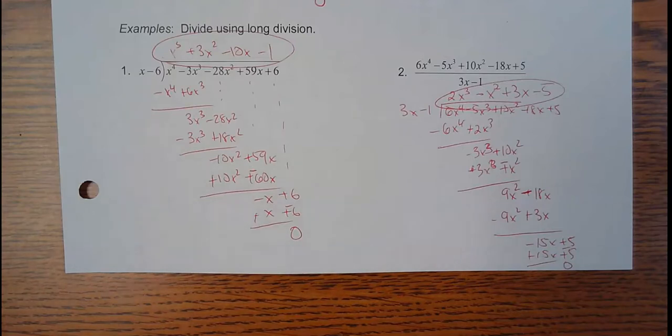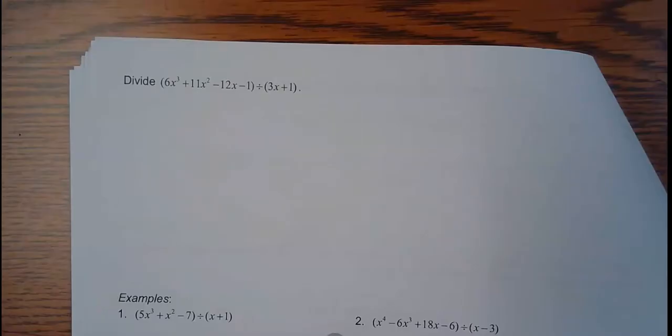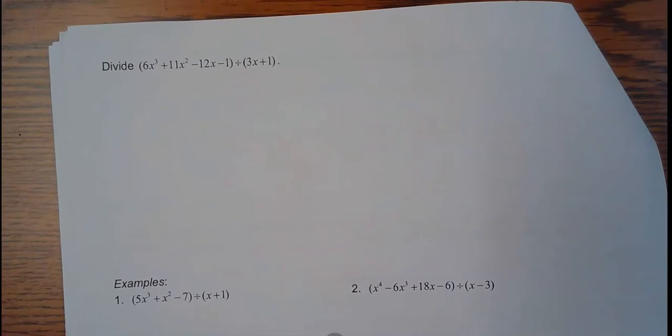Otherwise, I'm going to move on to the back side. And the only difference on some of these on the back side is we're going to see what we do when there's a remainder. So how do we handle a remainder on these guys?